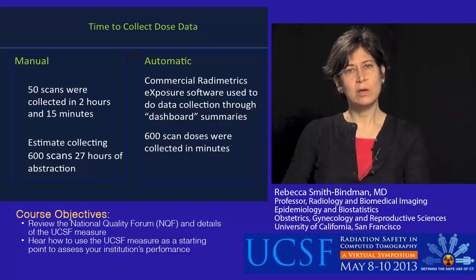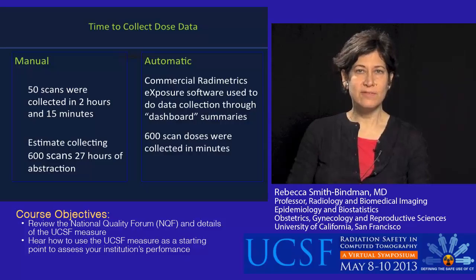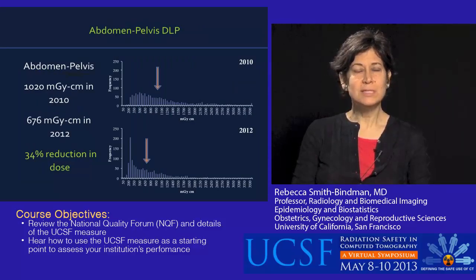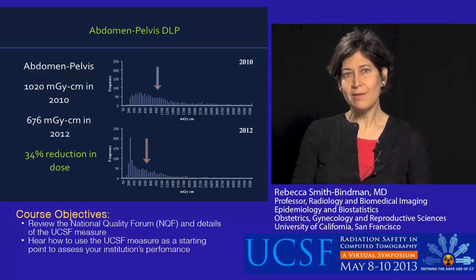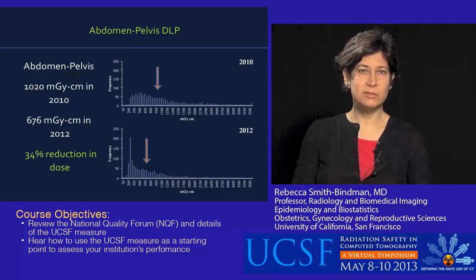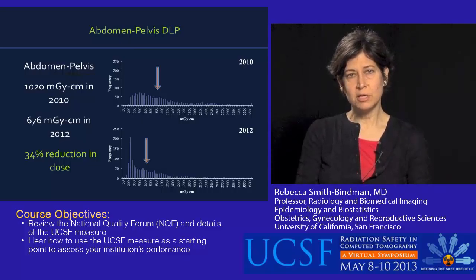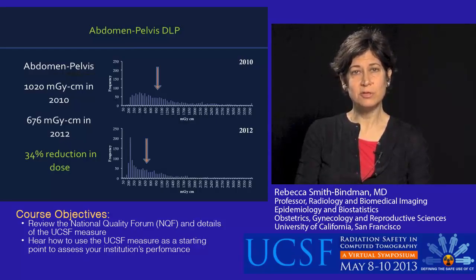This is showing, looking at one of the categories, abdomen and pelvis, for 2 periods of time. The top is 2010, the bottom is 2012. It's showing, using DLP, that the dose over this period of time at our institution went down from just over 1,000 milligray centimeters to 676. So in this period of time, we saw a 34% reduction in dose. And summarizing dose using this metric is a very nice way to understand how you're doing very quickly.